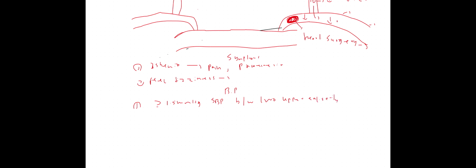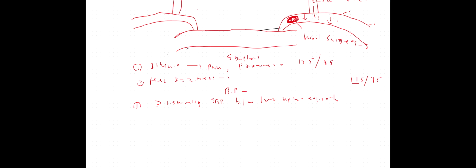Suppose 15 mm means in my right upper extremity, my blood pressure is 135 by 85, whereas in the left upper extremity, my blood pressure is 115 by 75. So here I'm getting a blood pressure difference of greater than 15 between both upper extremities. That's in the systolic blood pressure, not the diastolic. That will increase the differential diagnosis of subclavian steal syndrome.